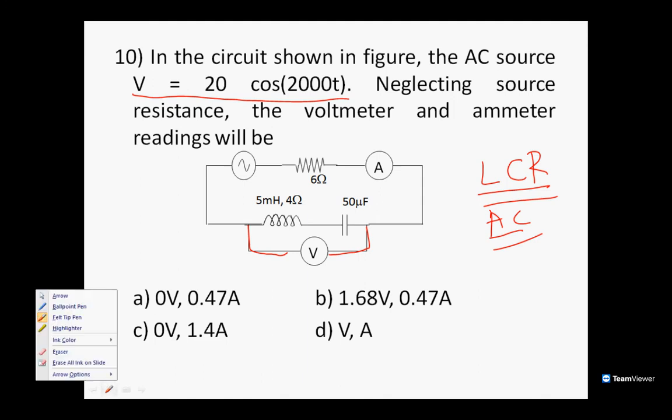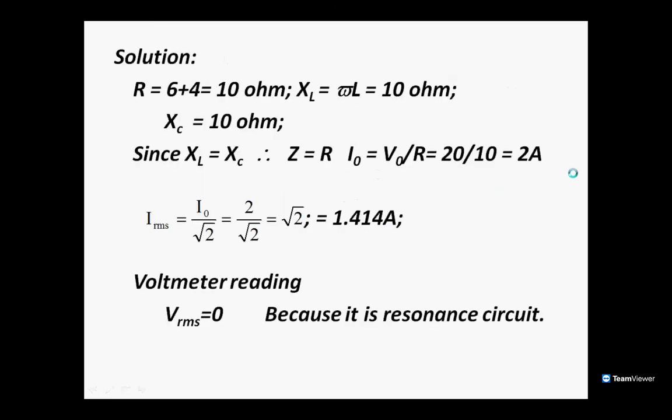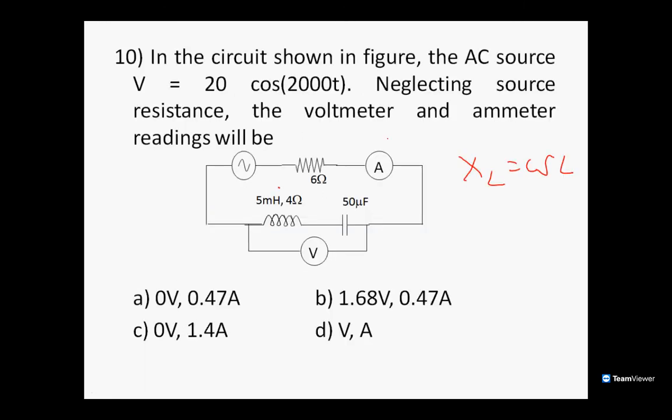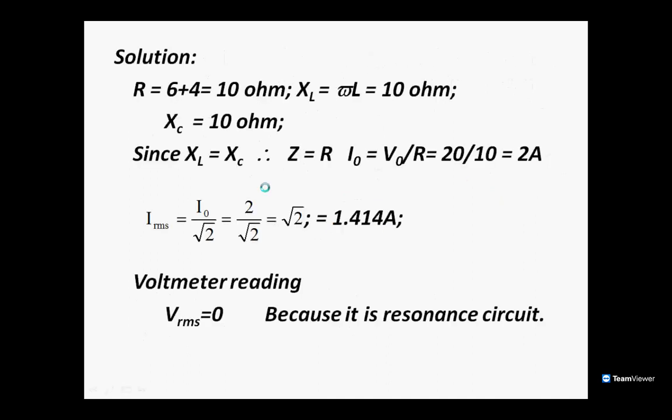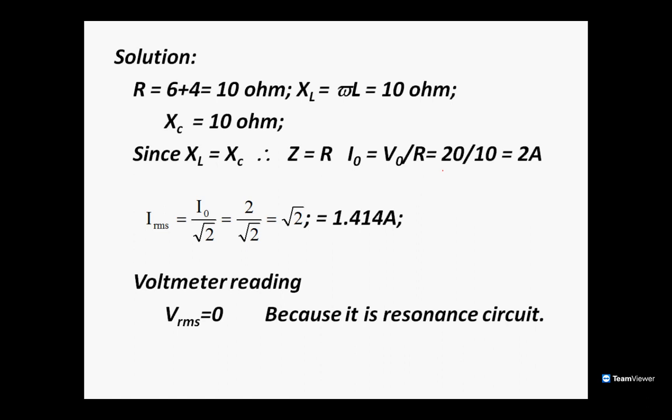How to check whether the circuit is resonant or not? For that, calculate XL. XL equal to omega L, equal to 2000 into the value of L, which is 5 millihenry. Substituting 5 into 10 to the power of minus 3, the plus 3 and minus 3 cancel. It becomes 10 ohms. XL equal to 10 ohm.